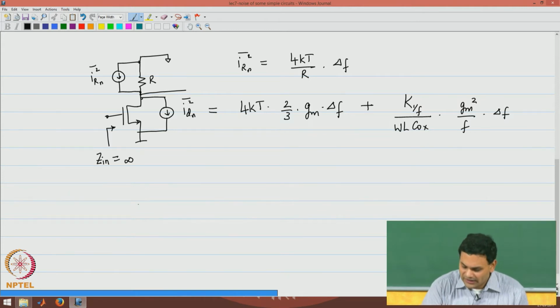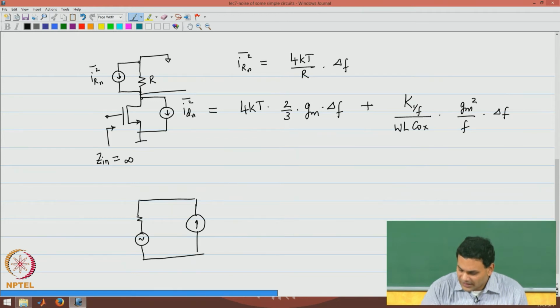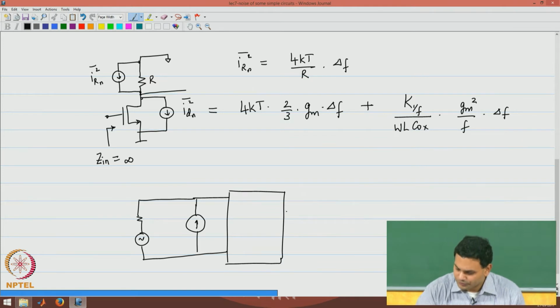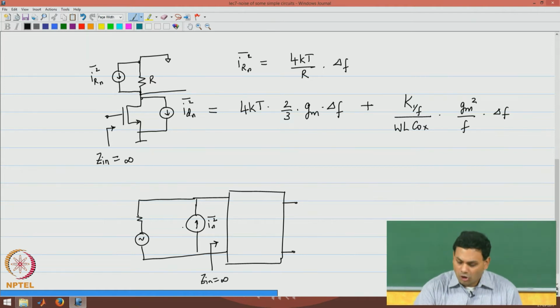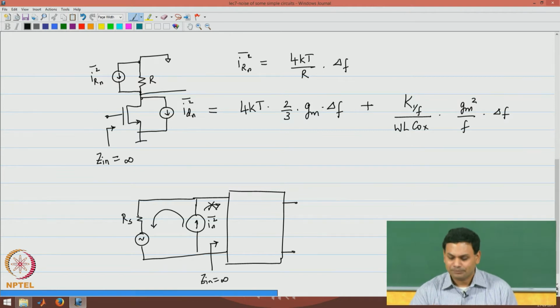So in other words, if I were to excite a two-port with a noise current at its input, and if Zin were infinity, all of this noise current would make its way through the source resistance Rs, and none of it would flow through the input of the two-port.